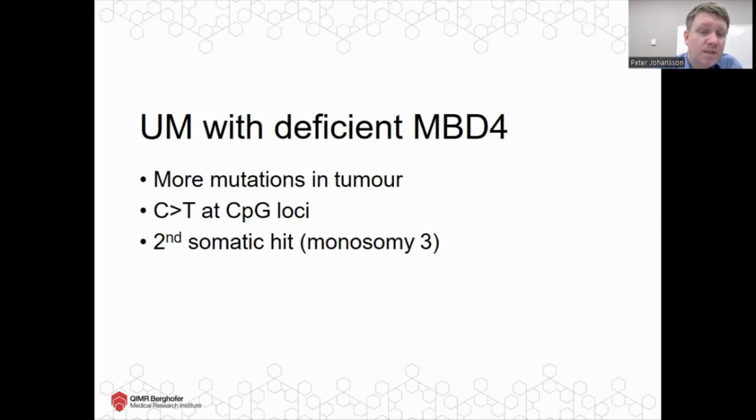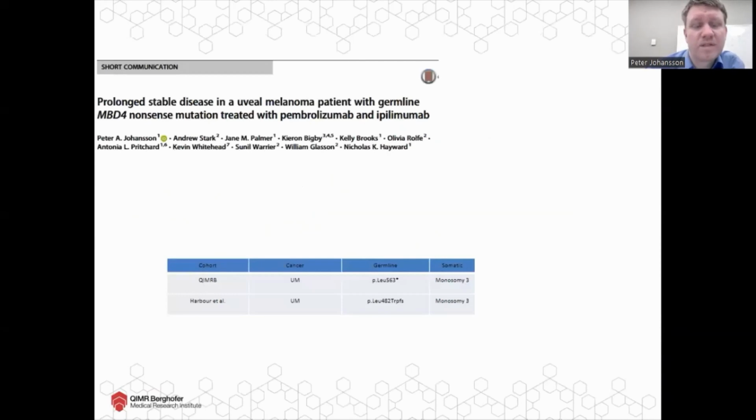Sequencing also showed that the tumor had monosomy 3, so the other copy of MBD4 was lost as well in the tumor. We could confirm this finding in our cohort, where we had a patient that also had received immunotherapy. She survived with metastatic disease for more than 24 months.